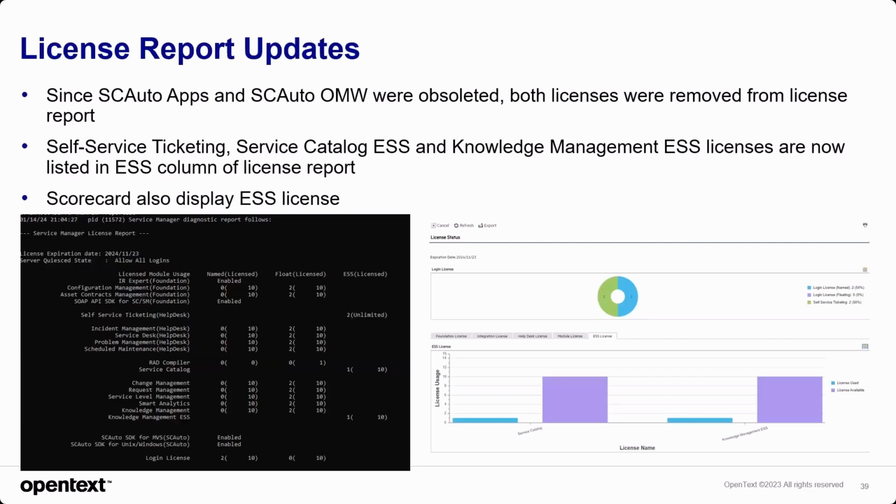In the meantime, in Service Manager we support three types of license: concurrent license, named license, and ESS license. But previously we had a confusing item list in the license report, and we also got some customer feedback around this. Therefore, in Service Manager 9.80, we introduced a new column in the license report, which we call the ESS license. In the scorecard, we also show those ESS licenses separately, as you can see in the screenshot on the right-hand side of this page.